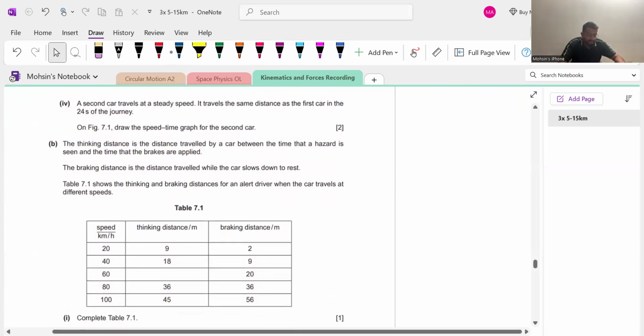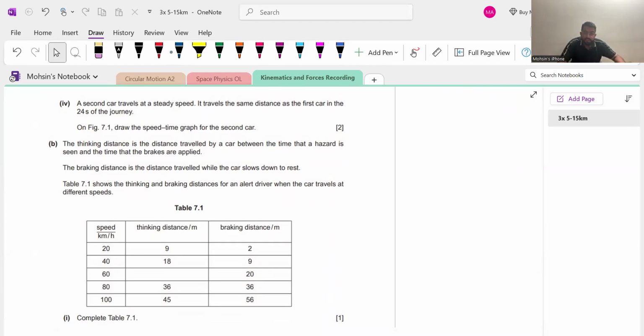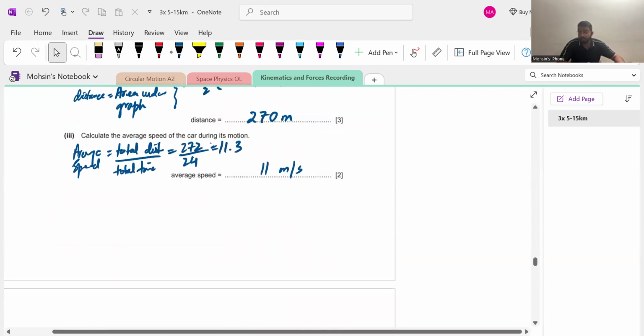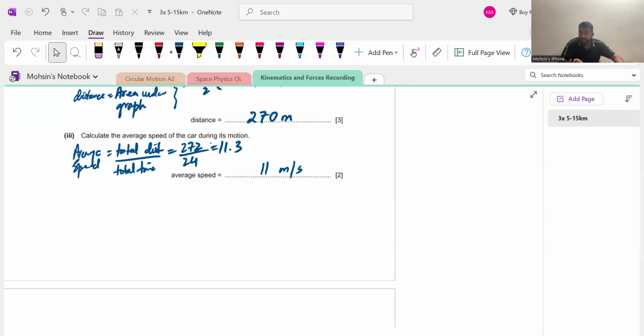A second car travels at a steady speed. It travels the same distance as the first car in the 24 seconds of the journey. On figure 7.1, draw the speed time graph for the second car. Again, they are saying the second car travels at a steady speed and covers the same distance as the first car in 24 seconds. So the speed will be 11, because we have already calculated that if a car is covering 272 meters in 24 seconds, it must have a speed of 11 meters per second.